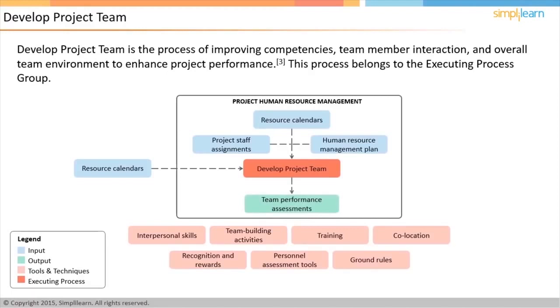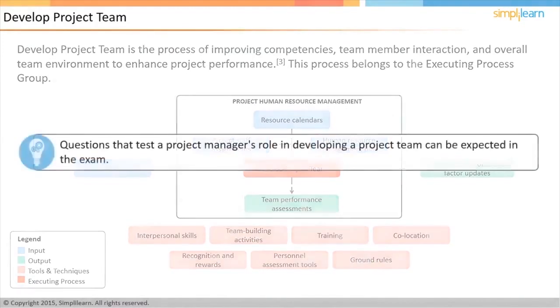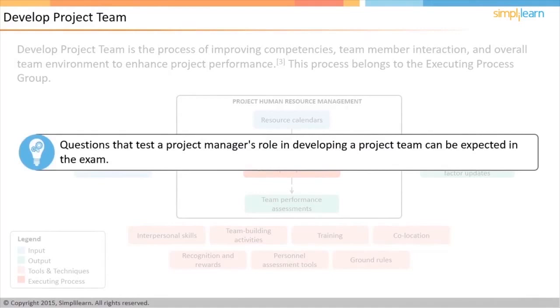This is done by the project manager to evaluate and enhance the effectiveness of the team as a whole. This is a document which explains team effectiveness. As information about the team evolves, the enterprise environmental factors may also be updated. Questions that test a project manager's role in developing a project team can be expected in the PMP exam, so ensure that you have a fair understanding of the role before you take the exam.